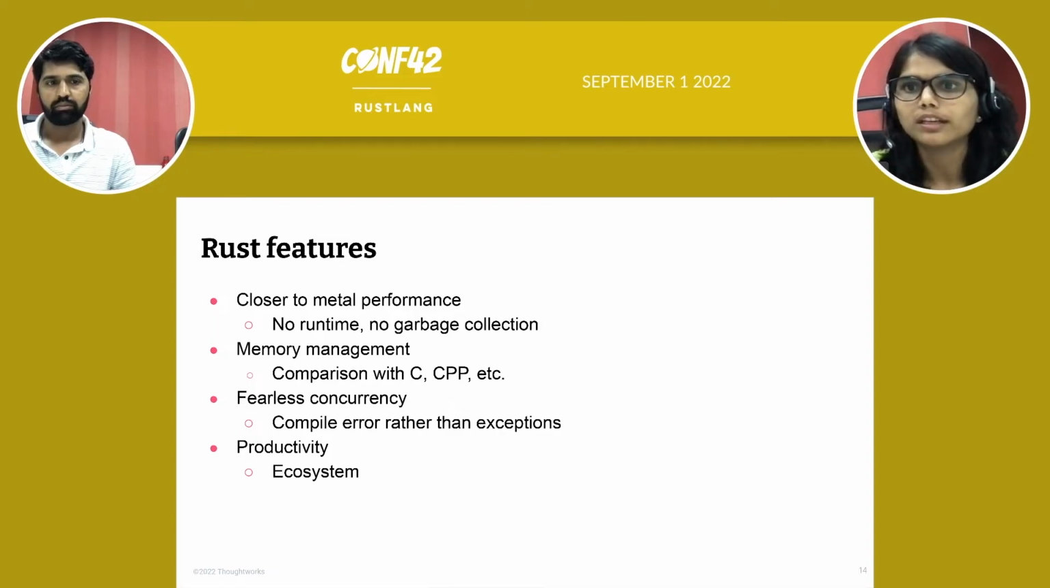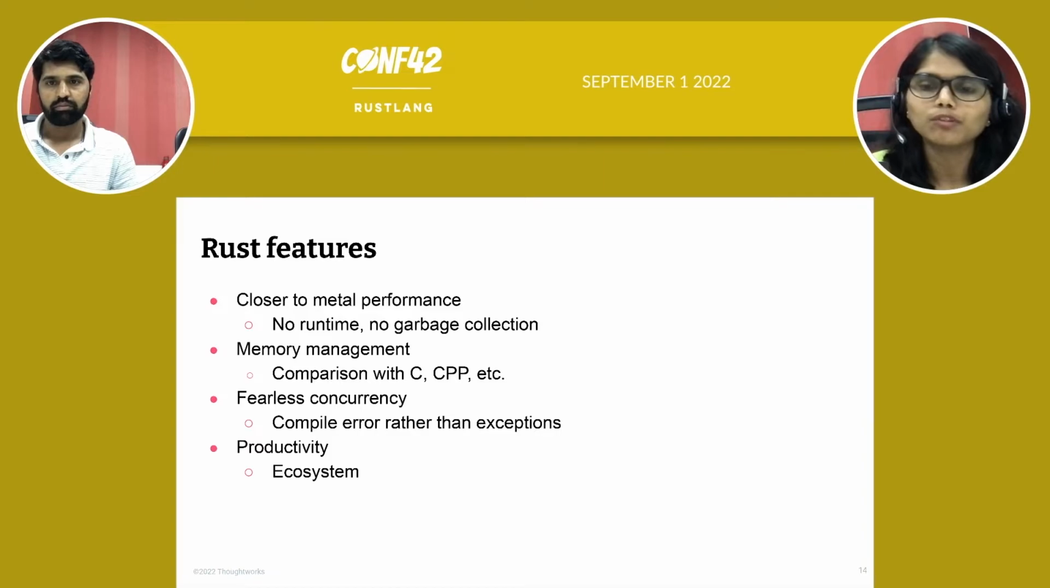Now we will move to the next part, that is Rust features. As you know, our basic language is Rust, and all the code we saw till now has been written in Rust. Now we will see how Rust helped us to achieve our goal. As you know already, Rust is closer to the metal, and it gives performance pretty much similar to the C language. That helped us a lot. No runtime and no garbage collection gives us quite high performance.